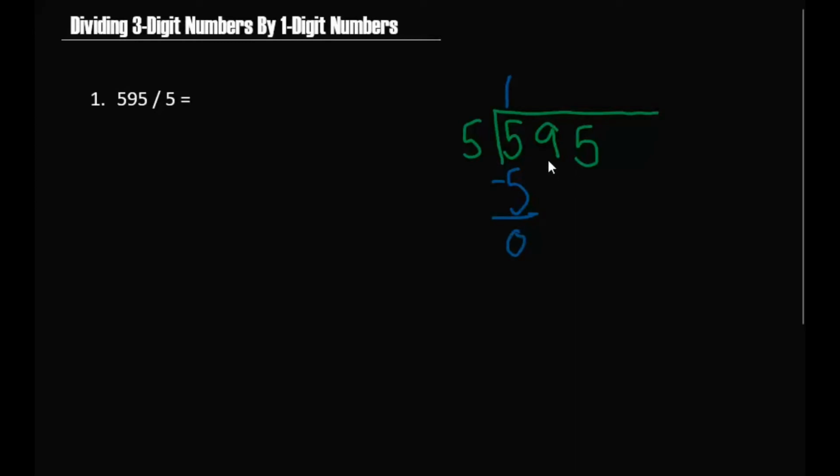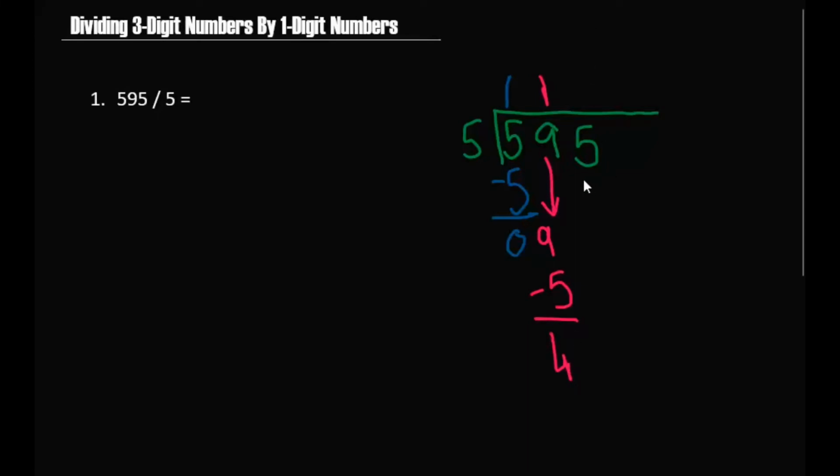Now we're going to bring the second number down, which is 9. We're going to write the 9 right next to the 0. 5 goes into 9 1 time. So we're writing a 1 up here. 5 times 1 is 5. So again, we subtract 5 from 9. 9 minus 5 is 4.